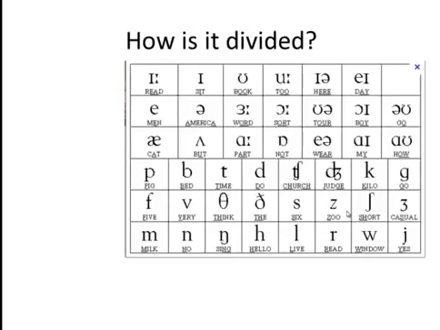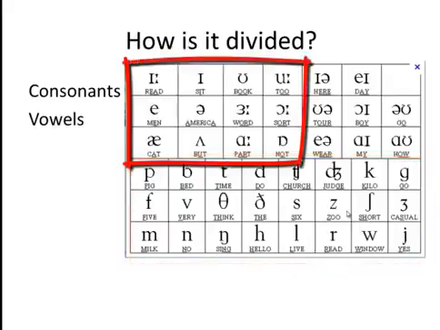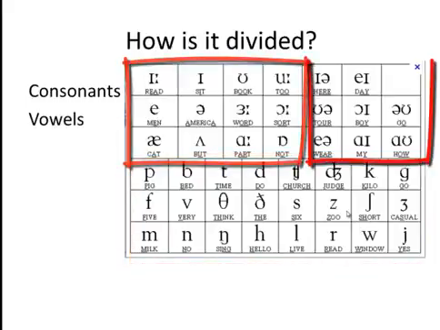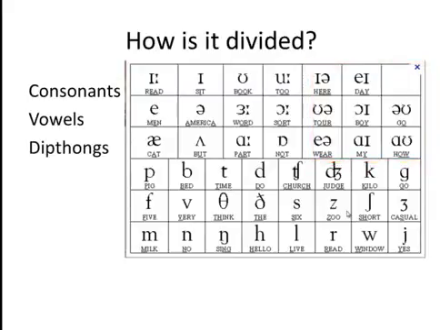So let's have a look at how it's divided. There is order to this. There are consonants, they are here. There are vowels, they are here. And in this corner over here, we've got diphthongs. Okay, so that's how the thing is divided. There is order to it.